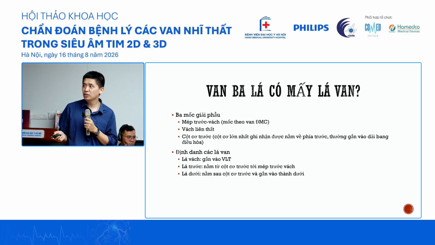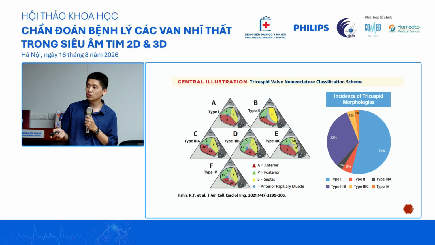So how many leaflets does the tricuspid valve actually have? We need 3 anatomical landmarks: the first one is the anteroseptal commissure, the next one is the interventricular septum, and the last one is the anterior papillary muscle. The septal leaflet is the one attached to the septum, the anterior one lies anterior to the papillary muscle, and the posterior one lies posterior to the papillary muscle.